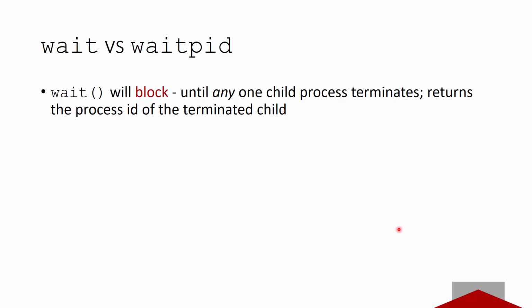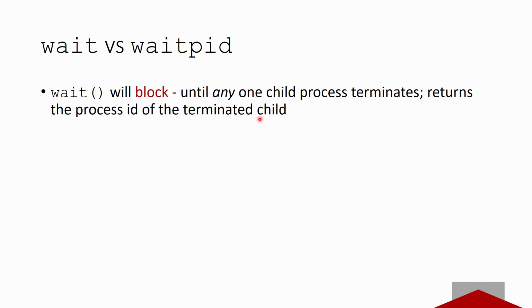We have our wait function, and wait is going to block until any one child process of this parent process has terminated. And if that's happened, then it will return the process ID of the terminated child when you call wait. But remember, it's going to block until that happens. So if your parent process calls wait, it then stops processing. It won't do anything else until any one of its child processes terminates. And at that moment, that will cause the parent process to wake back up, and the value of wait that's returned will be the process ID of the terminated child.